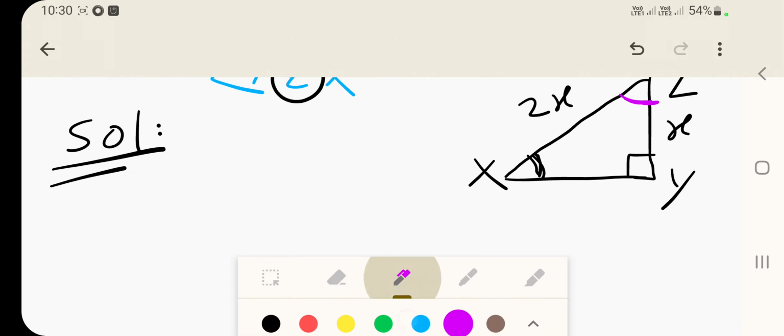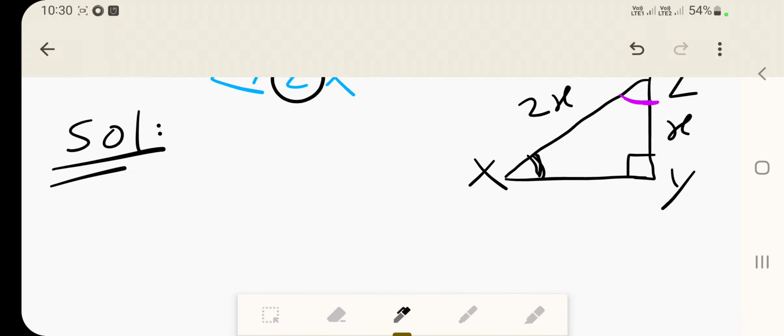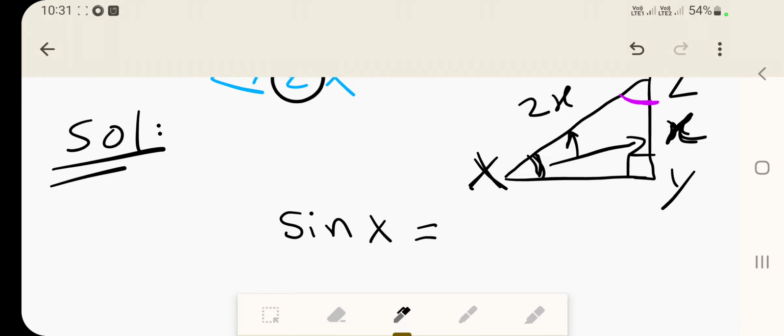So we know the opposite side and the hypotenuse. Opposite side length is X, and the hypotenuse is nothing but 2X. Opposite to angle X is small x, that is the length. Hypotenuse is 2X. So we can take sine of the angle X, that is what they asked. It is nothing but opposite side length X divided by hypotenuse length 2X. X will get cancelled, we get 1 by 2.